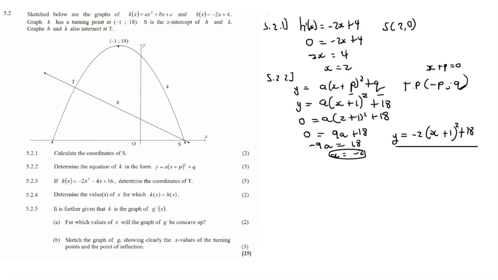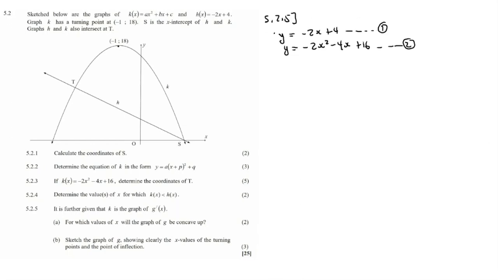5.2.3, the coordinates of t are the point of intersection. To find these coordinates, we solve the equations for both functions simultaneously.